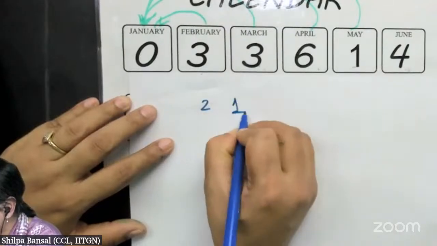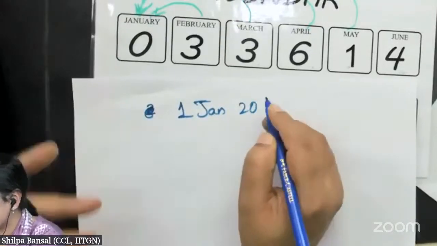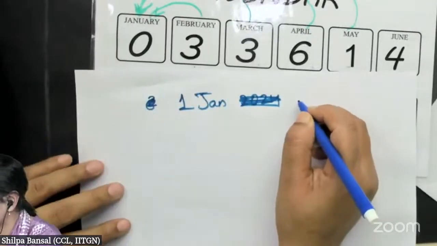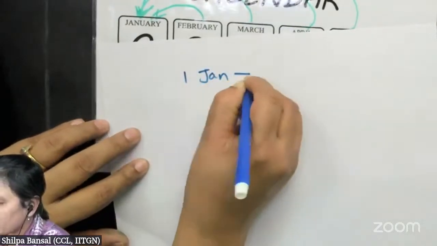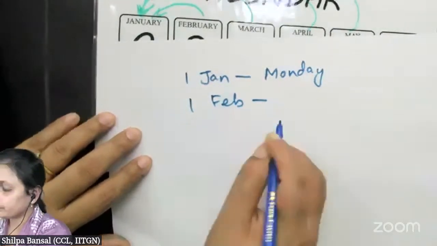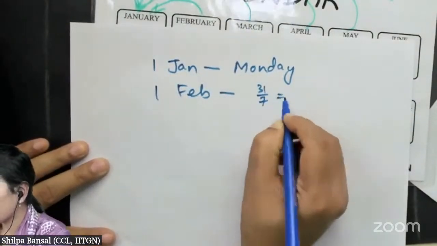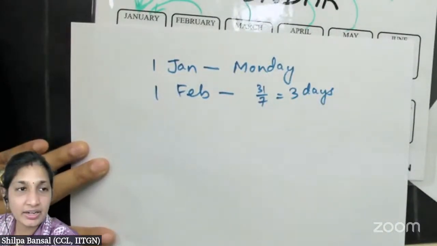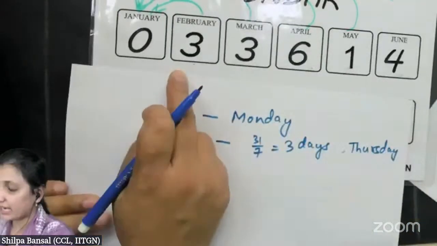Suppose 1 January of 2024 or any year, any day. If you know 1 January is say Monday or Sunday, anything, what will be 1 February? Since January is 31 days, 31 by 7 means 28, and 29, 30, 31, so 3 days extra we are going. So it will be Tuesday, Wednesday and Thursday. So we are moving 3 days ahead. That's why it is 3.